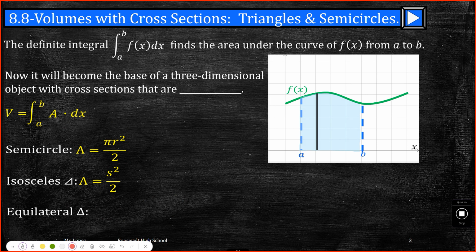Equilateral triangle. It's a more involved one. We could come up with the formula for the area of an equilateral triangle, but here it is: square root of 3 over 4 times s squared. You have to memorize these area formulas for the different kinds, and depending on what they ask you, that's what's going to go in here for this A. All right, let's go.